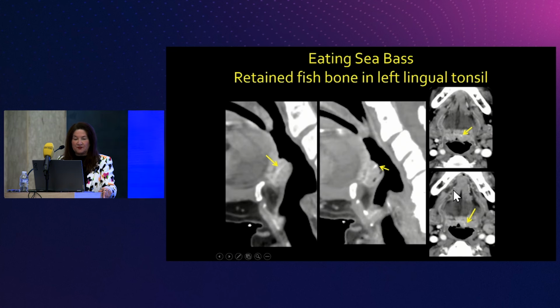This is another person that was eating sea bass and had a retained fish bone in the lingual tonsil. This was also missed on the plain film, then it was missed on the contrast-enhanced CT, and I think that's the teaching point of this case. Wrong technique. When you're looking for a small, radiopaque foreign body, please do not give contrast. This would have been much easier to see if it weren't embedded in the enhancing lymphoid tissue sitting in the vallecula from the base of the tongue.